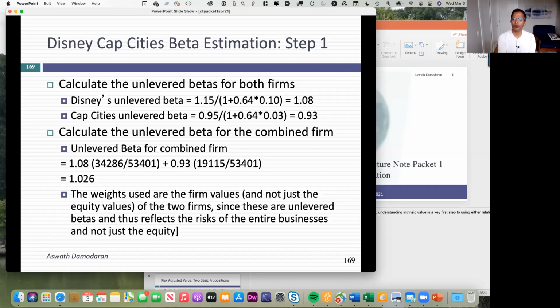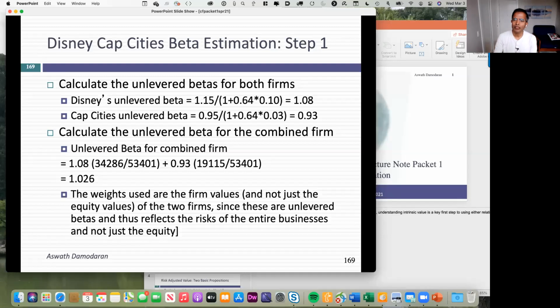So you're saying, what's that 0.64? It's that 1 minus the tax rate. The unlevered beta for Disney as a company is 1.08. The unlevered beta for Cap Cities, if I remove the effect of debt from the beta, is 0.93. Is everyone with me so far? So basically, I'm removing the effect of debt from both companies, coming up with the beta of the two businesses.